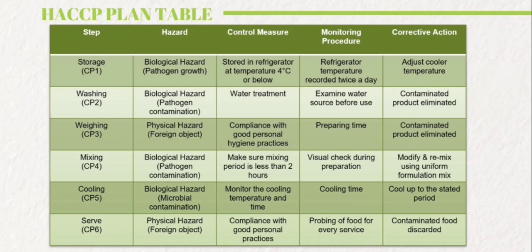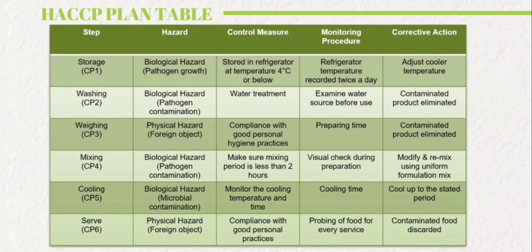In CP2, which is washing, the hazard is biological hazard, pathogen contamination, so the control measure is water treatment. And the monitoring procedure is examine water source before use. The corrective action is contaminated product eliminated. In CP3, which is weighing, the hazard is physical hazard, foreign object. The control measure is compliance with good personal hygiene practices. Monitoring procedure is preparing time. The corrective action is contaminated food eliminated.